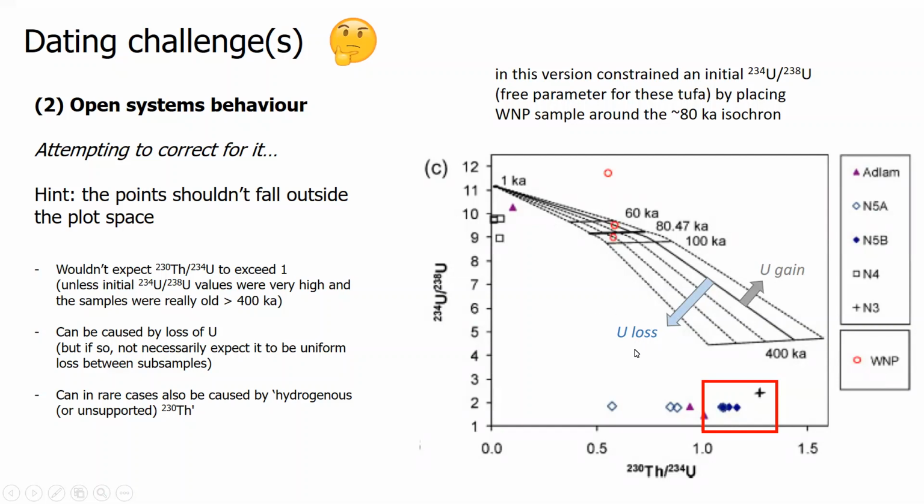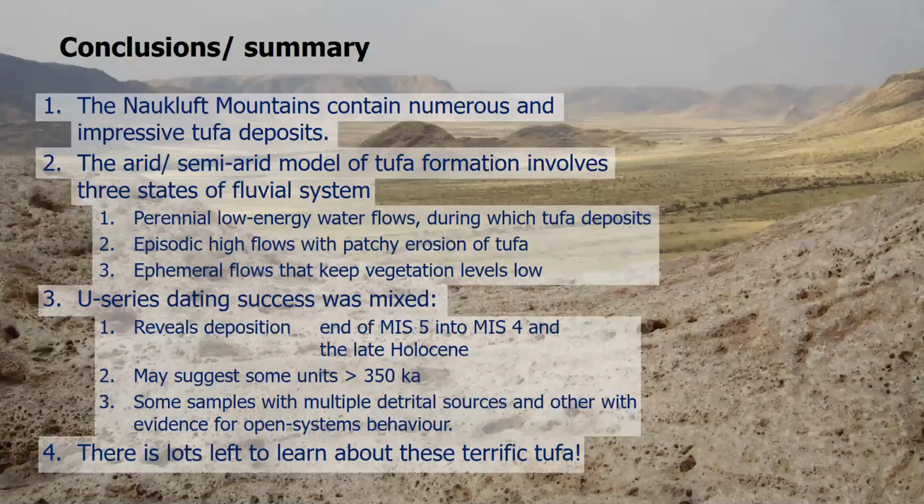Okay, so 3 possibilities. Maybe the samples are really old. They're greater than 350 or 400,000 years. Are they controlled by loss of uranium? Yes, well, maybe these have lost lots and lots of uranium. And we also explored in the paper rare cases there might be mobile thorium, hydrogenous or unsupported thorium. Okay, so it got pretty complicated, but that's the highlight.